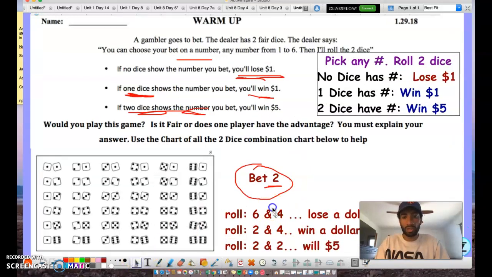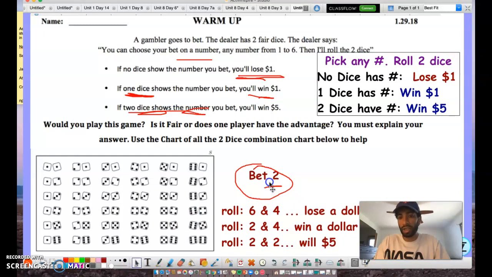So obviously, your betting number, you could bet a 6, you could bet a 4, but the situation still applies. I just picked 2 randomly. Okay, so here I had 0 2s, I lost $1. Here I had 1 2, I won $1. Here I had 2 2s, and I won $5. My question to you is, who's gonna hustle who? Will I take your money?